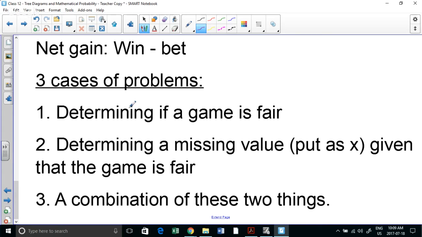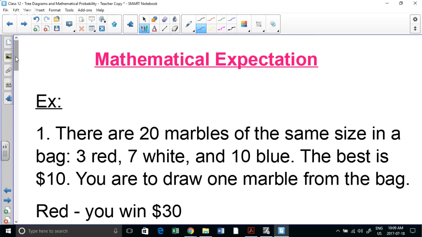So there are 3 different cases of problems. We're going to do several of each. You either have to, given a game, determine if it is fair or not fair, or given that a game is fair, you have to find some sort of missing value, either a bet or the amount of money that you'll win or the number of something. So we're going to do several of each of these examples because, like I said, highly likely that you'll get some sort of situation like this as a 10-point question on the exam. So you want to be able to handle this properly. So we'll have time to do one quick example.